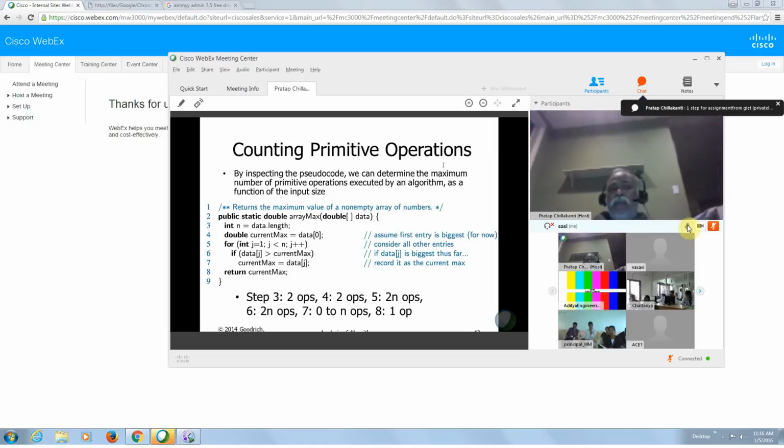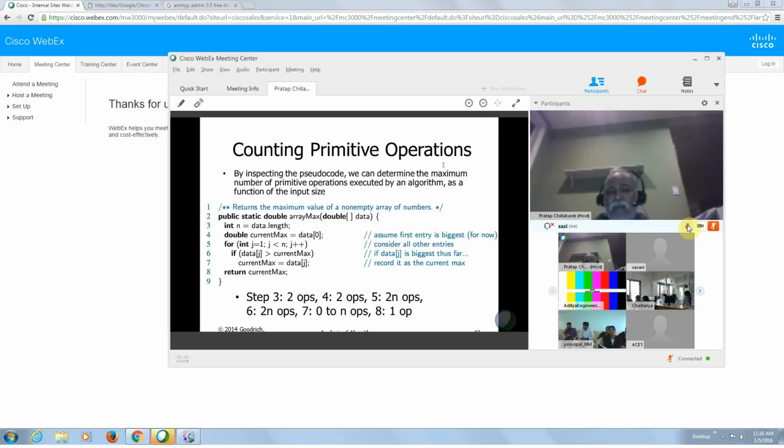So one step is for the assignment and one step is to get the length. Remember, data is an object and then you're getting the length. So you're invoking another function there. So it is 2. OK, step number 4, 2 operations again. Why? Because assignment and then you're accessing an array element. OK. And similarly, step number 5.